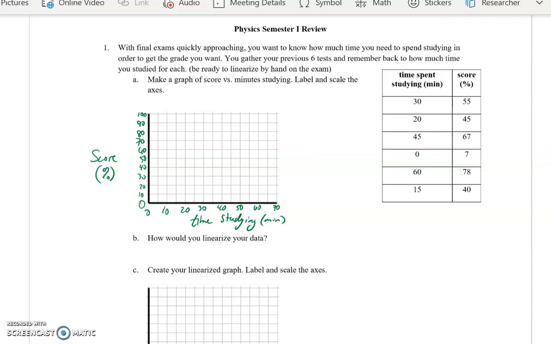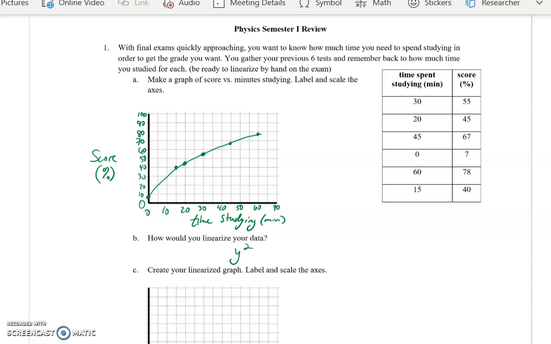I'm just going to plot my data. Here's our data. And if I draw a smooth curve going through the majority of our points, we've got here a side opening parabola. So how do you linearize this? You're going to square the y values.